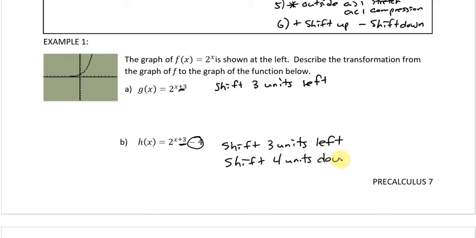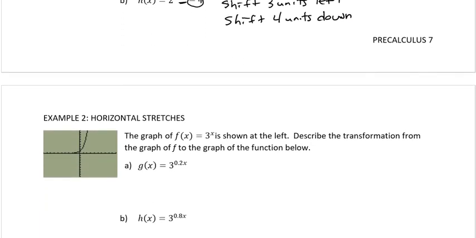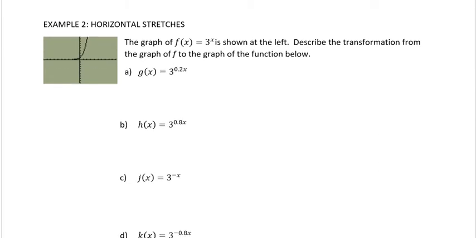Okay. And there's a vertical shift and a horizontal shift in there, both. The next, horizontal stretches. So now we have the graph of 3 to the x. F of x equals 3 to the x power shown at the left. Describe the transformation from the graph to the graph of the function below.